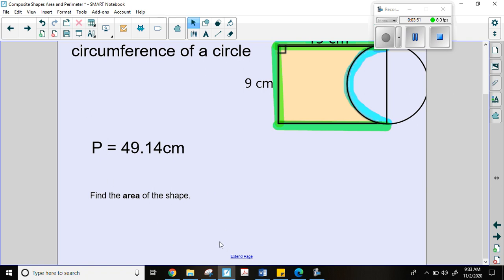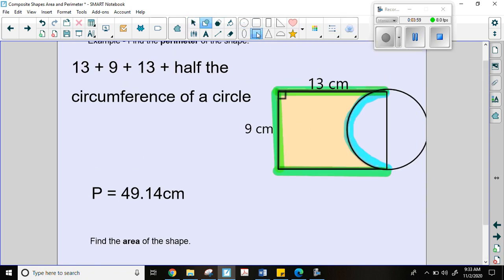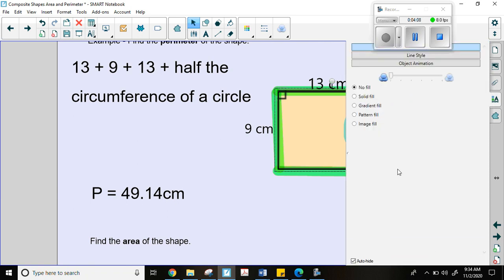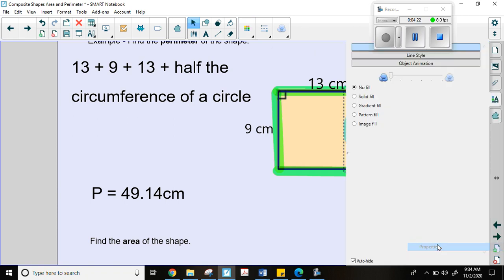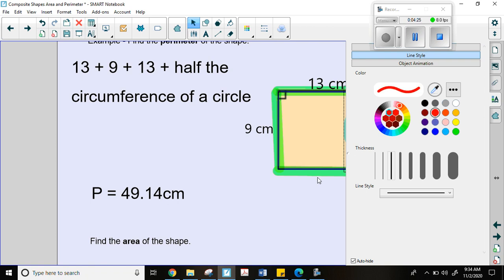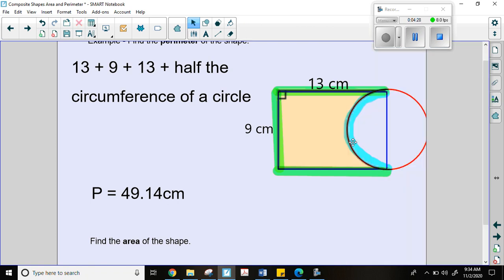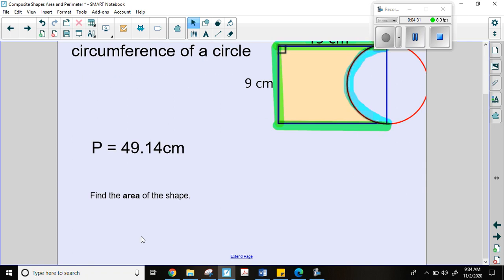If you are looking at the area, we have to break this into shapes and decide, are we adding parts together or are we subtracting? So for the area, again, let's do this whole rectangle, find the area for the whole rectangle, but then we're going to subtract the area of half of a circle because it's not a full circle, it's only half of it. So we'll subtract this area right in here. So that's how we would have to do area.